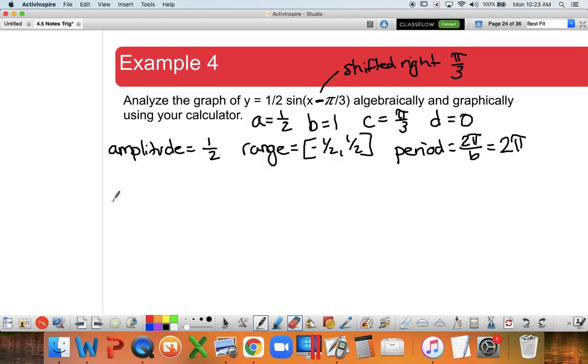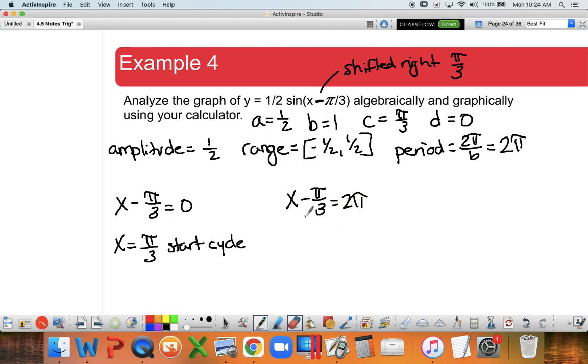So I'm going to take what's inside the parentheses first, and I set it equal to 0. And then I solve for x. I just add pi over 3 to both sides. So if I'm going to start a cycle, this would be where I would start the cycle, at pi over 3. Now we take what's inside the parentheses, and this time we set it equal to 2 pi. So again, I have to add pi over 3 to both sides. So I've got 2 pi plus pi over 3. I'm going to multiply this, it becomes 6 pi over 3. I get 7 pi over 3. So this is where my cycle ends for my sine curve.